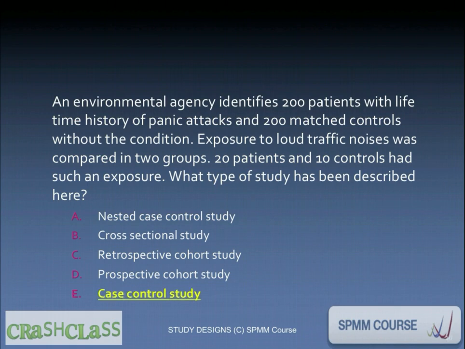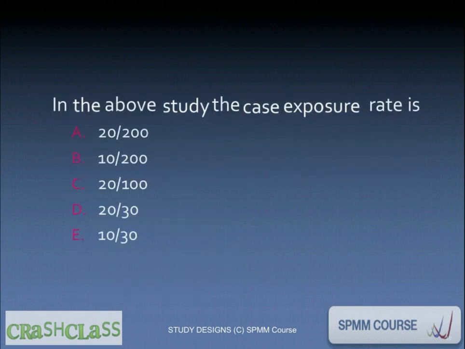So in this study, they are taking 200 people with panic attacks, which are cases, and 200 people who are matched controls. So that's where the study starts, case group, control group. And then they ask them how many of them had an exposure. The exposure here is loud traffic noise. So as this study starts from a case and a control and then traces back to see what the exposure is, this is a case control study. E is the right answer.